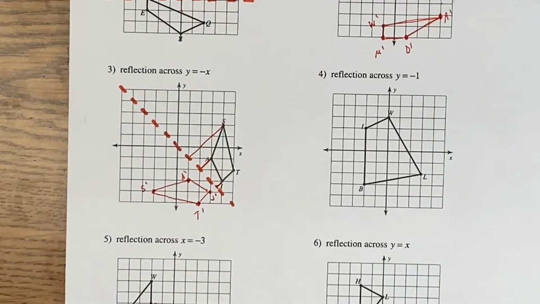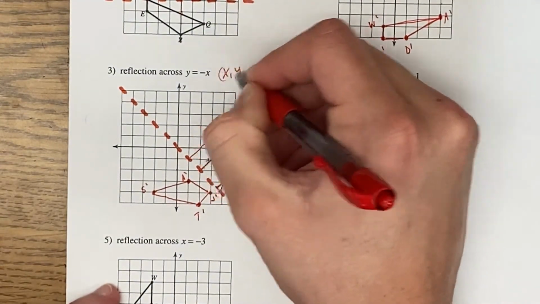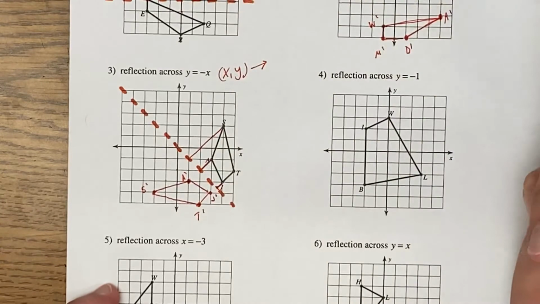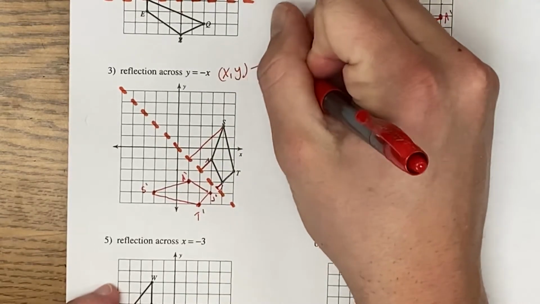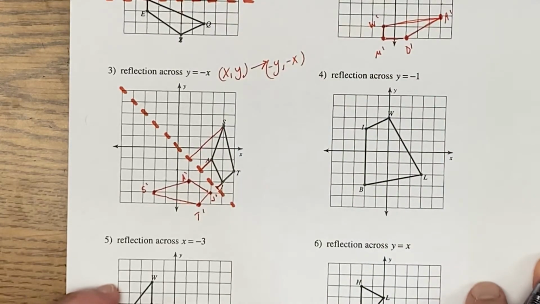But remember, if we want to talk about the coordinates to check, if we reflect over y equals -x, our coordinates become opposite and they flip. So we would say it's -y, -x, or the opposite of y and the opposite of x. So let's test a point here to see if that matches up.